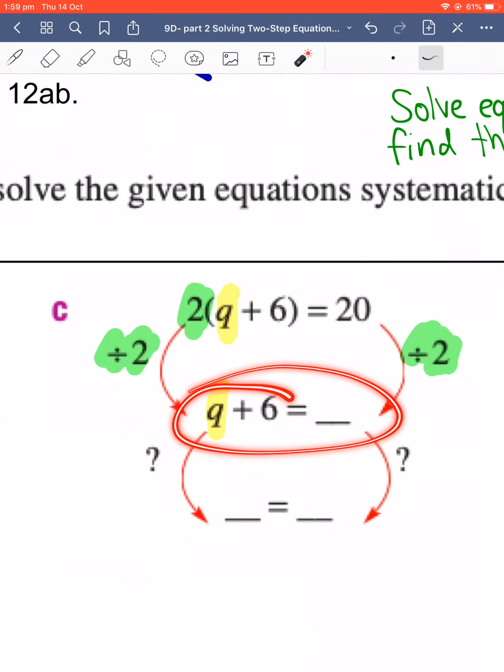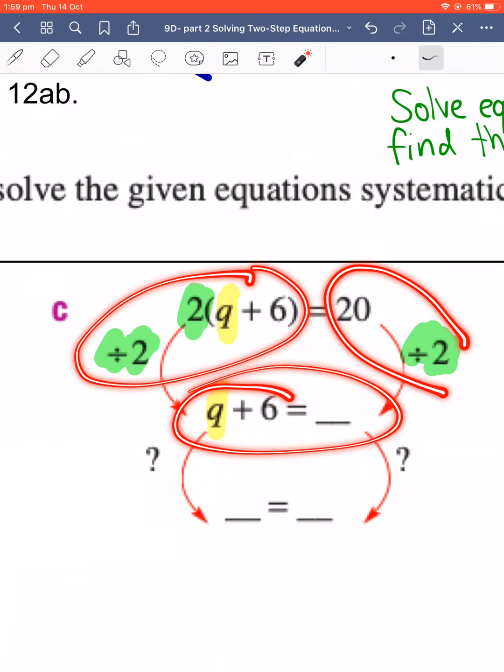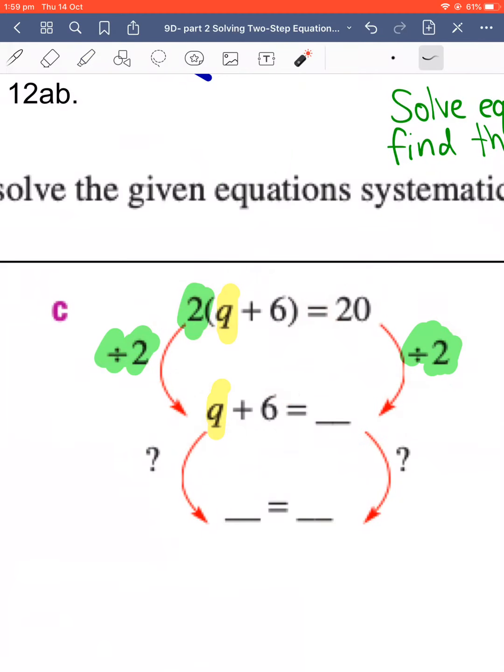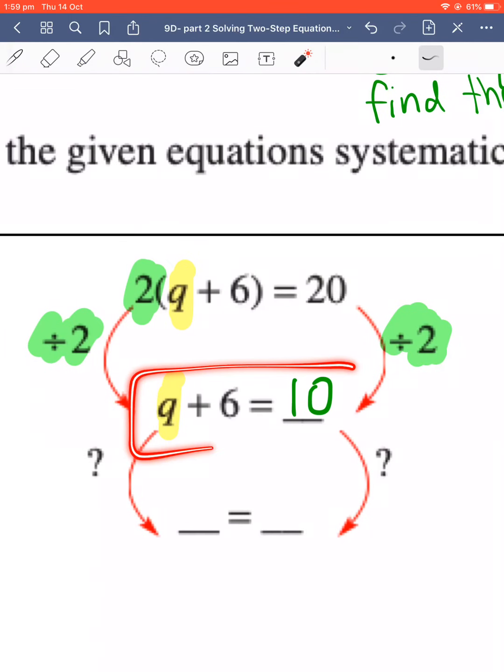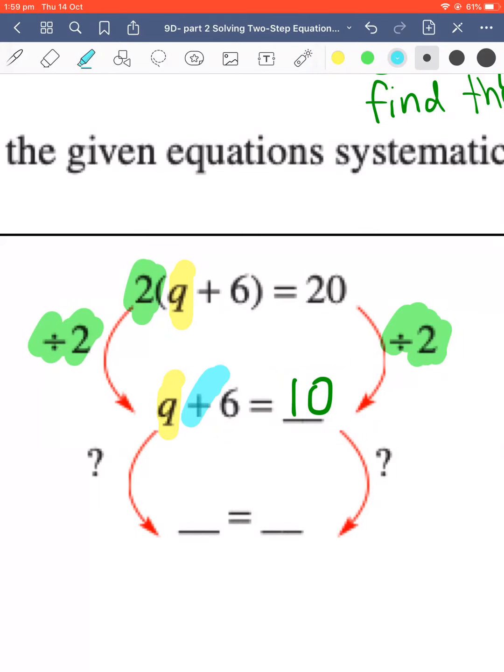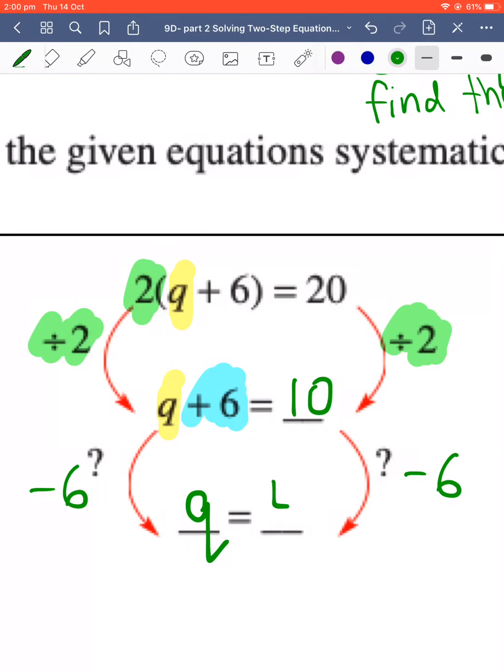So now looking at this statement here, those two cancel out, and I end up with q plus 6. Then I have to answer this part, so 20 divided by 2 gives me my answer of 10. Next one, let's have a look just at this statement. I have an addition here, so let's get rid of that next. To undo addition, I subtract, so minus 6, and I end up just with q. And I do 10 minus 6 on one side, which means I have to do 10 minus 6 on the other side to give me my answer of 4.